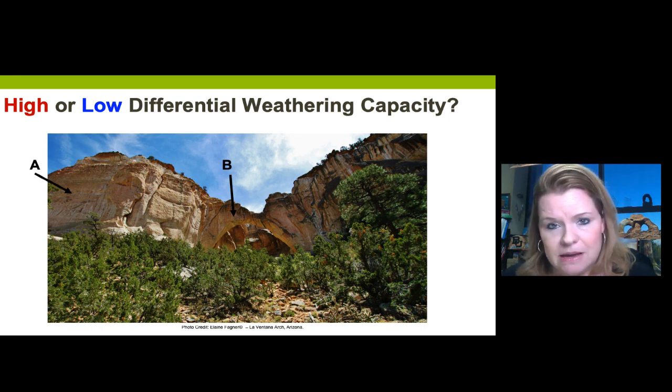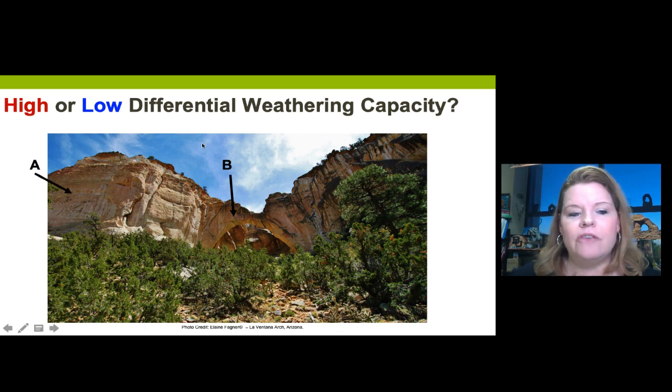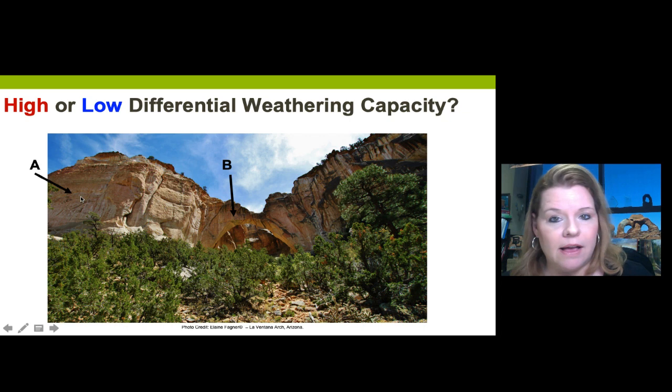If you answered B, as in Bravo, you are correct. A has a lower differential weathering capacity. Remember, low is slow, high is fast.